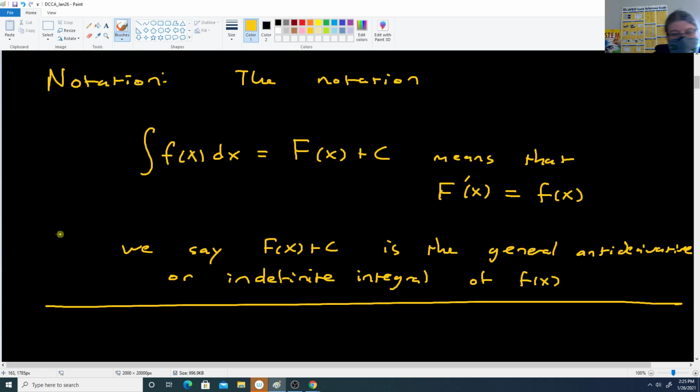So we're going to stop on part 1 right here. We're going to pause on part 1. In part 2, we'll look at evaluating the indefinite integral and finding a couple of examples of it.